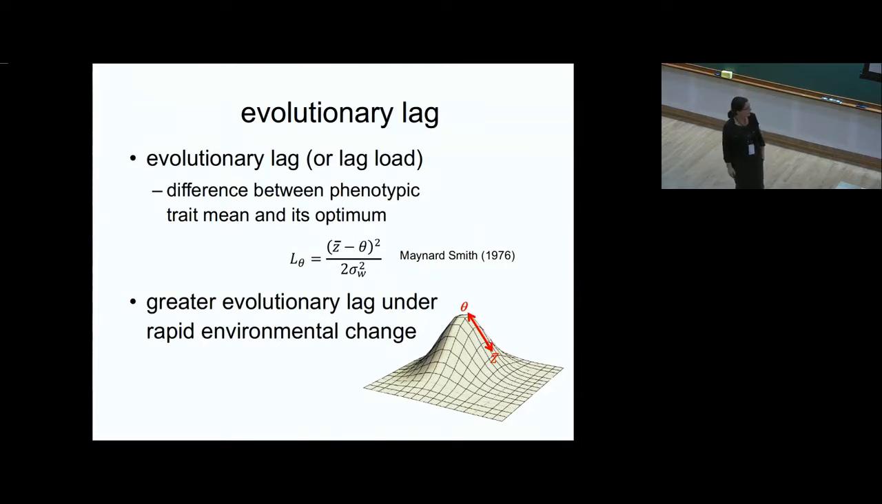Later on in the talk, I'll present an unscaled version that's just the absolute difference between these two values. And we intuitively expect to see greater evolutionary lag when environmental change is fast. So if the environment is changing quickly, we might expect to see more evolutionary lag. If it's changing more slowly, maybe less.